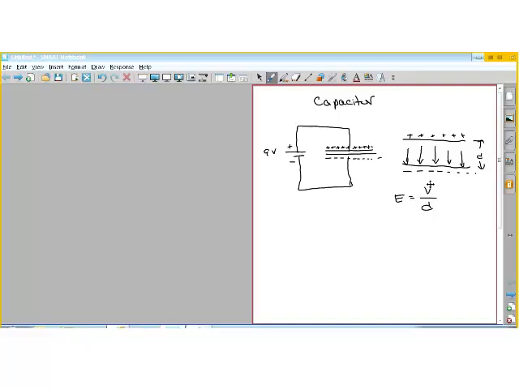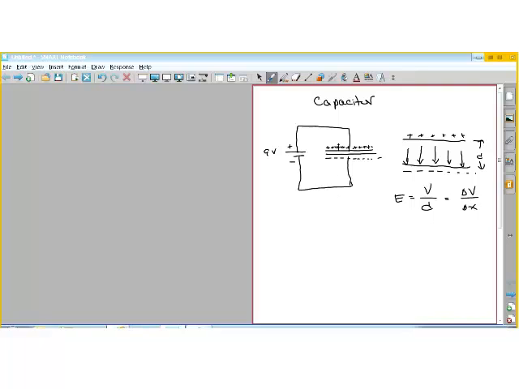Because electric field is voltage divided by distance, delta V over delta X. And in our case, our delta V is the voltage that's applied across the plates, and the distance, delta X, is the distance between the two plates. And so that's why the electric field is as such.